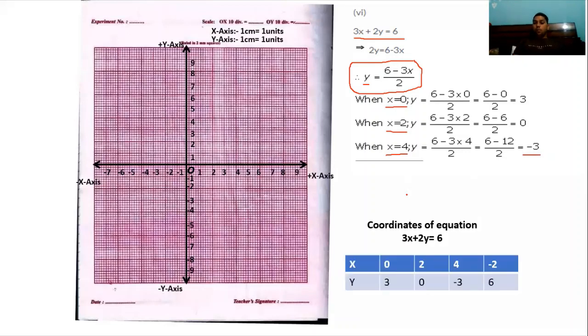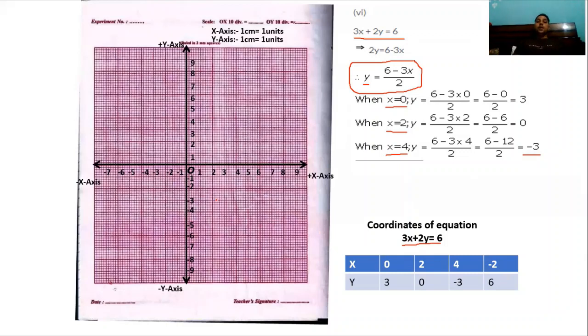Now we'll rewrite the coordinates of this equation in terms of x and y, and we'll make a table here. x and y: when x is 0, the value of y is 3. When x is 2, the value of y is 0. When x is 4, the value of y is minus 3. Then one more point: the value of x is minus 2, then the value of y will be 6 here.